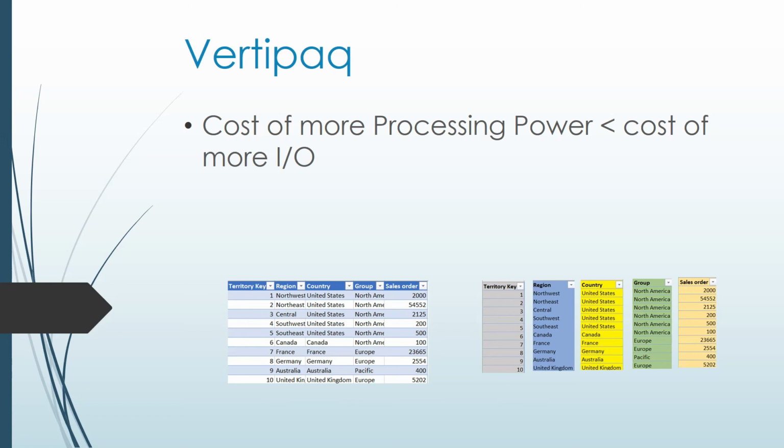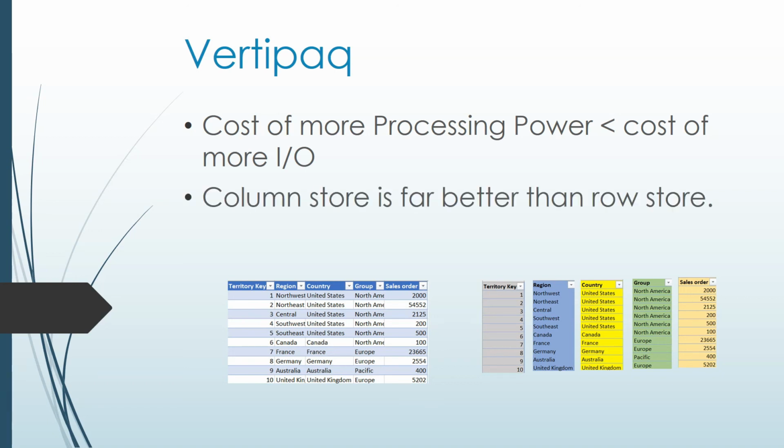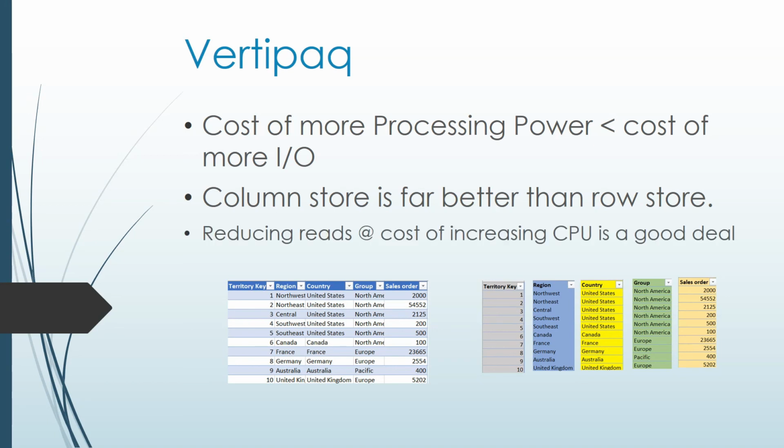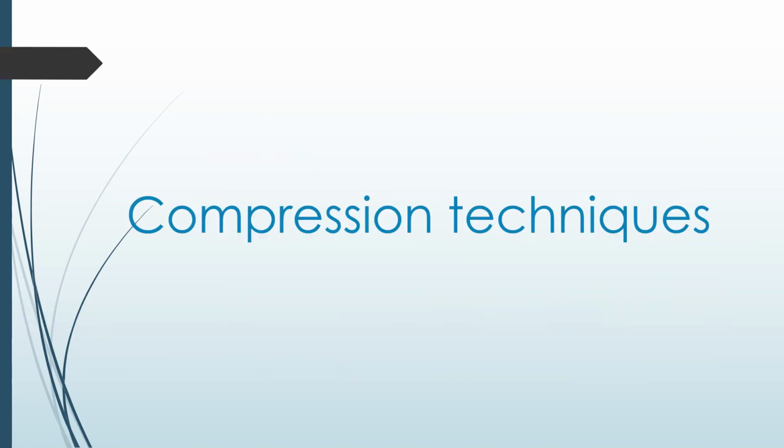The cost of more processing power is always less than the cost of more IO. Column store is far better than row store. As we know, we need more processing power here, but modern computers have no issue with processing power. So we can just increase the CPU to perform all these operations. Reducing reads at the cost of increasing CPU is a good deal. So until here you have seen how the VertiPaq engine stores the data. And in the next video, we will learn about the different compression techniques.